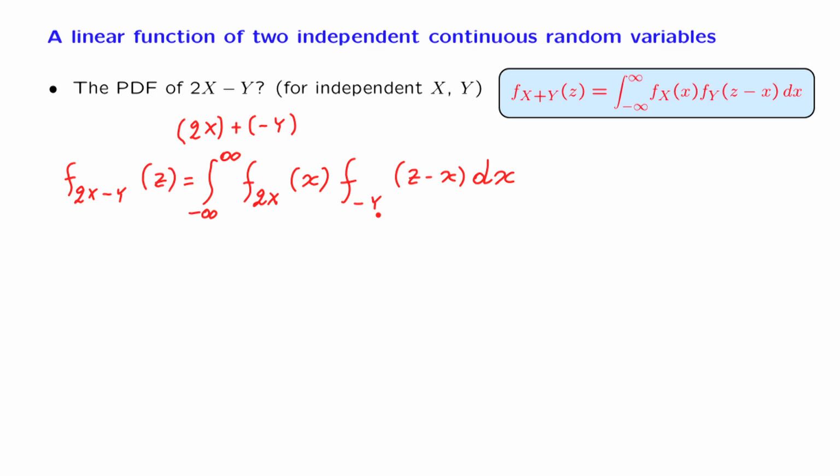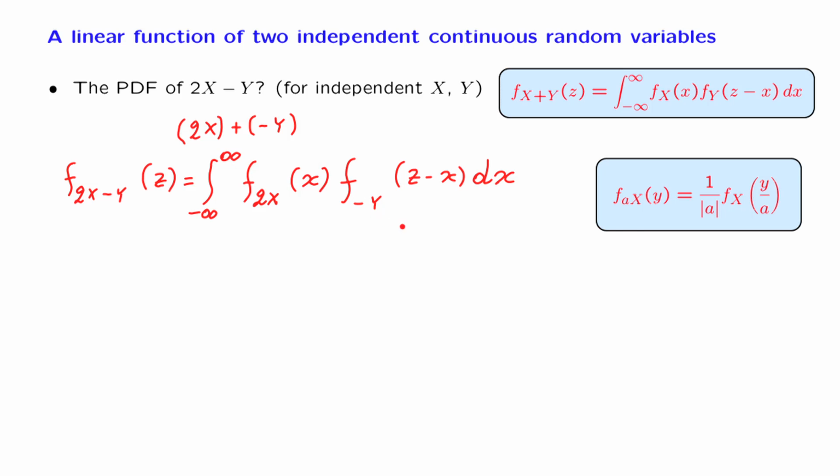We have seen a formula for the PDF of a linear function of a single random variable, and the special case of this formula takes this form. So in particular, the density of 2X is equal to 1/2 times the density of X evaluated at the argument divided by 2.